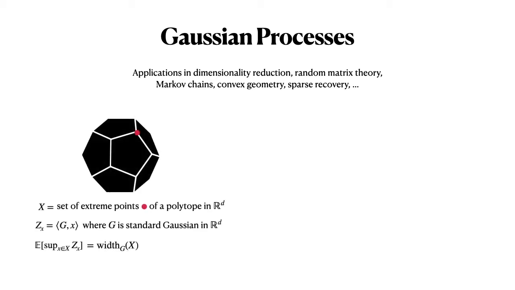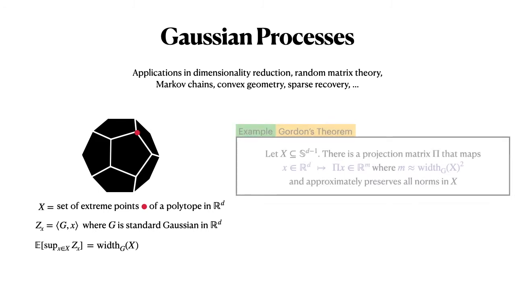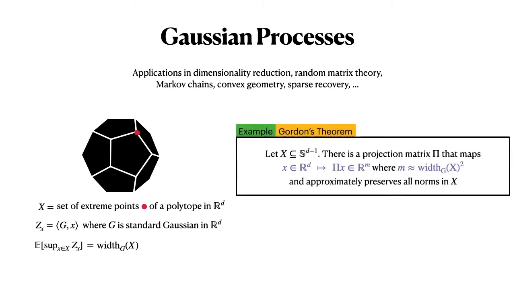So from these applications, it should be clear that Gaussian processes are very natural, and they have tons of applications in machine learning, mathematics, computer science, statistics, and so on. So let's look at one particular example that will be relevant for us also, which is dimensionality reduction. And here a very powerful result of Gordon says the following.